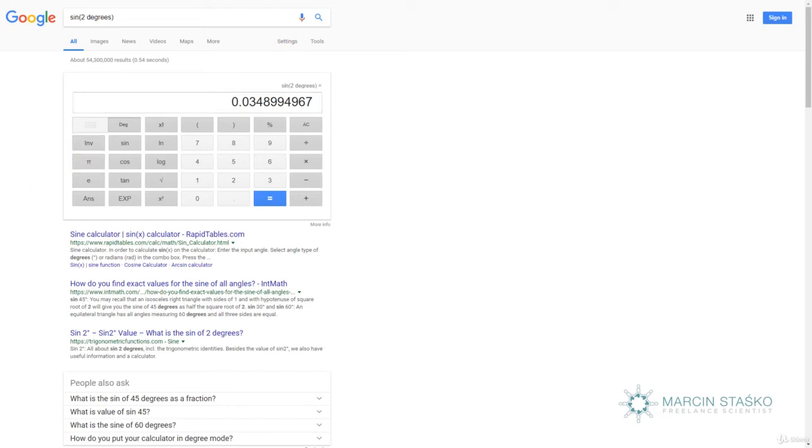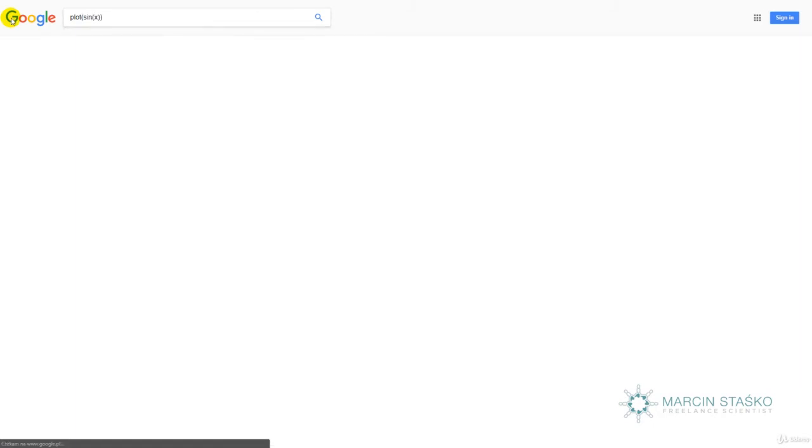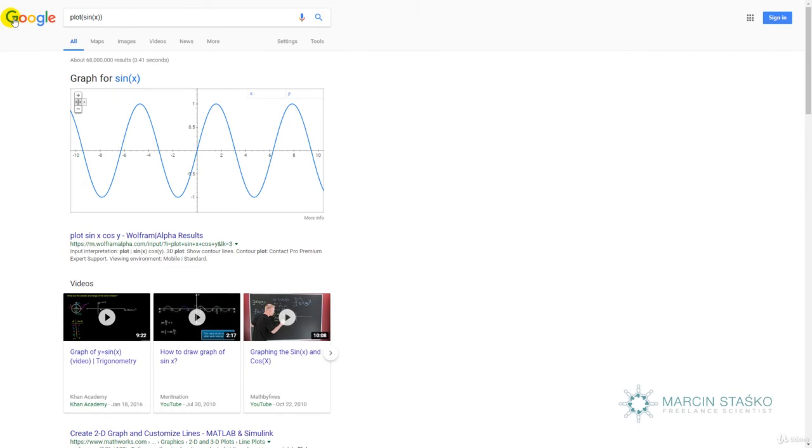We can go forward. We can try to plot some graphs. How to make a plot? It's super easy. Just type plot. Write the function, for example, sinus x, and close the bracket. Voila, we have the graph for sinus x. And as you can see, you can go forward along the function and look at the x, y values.